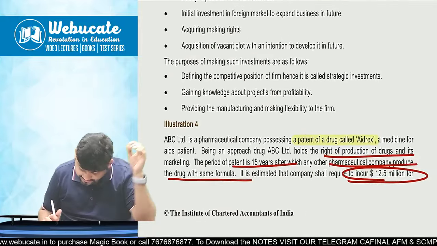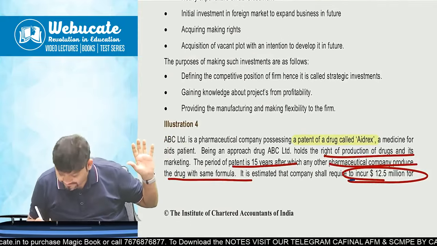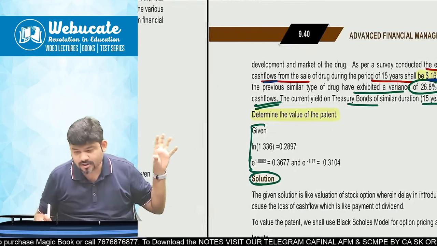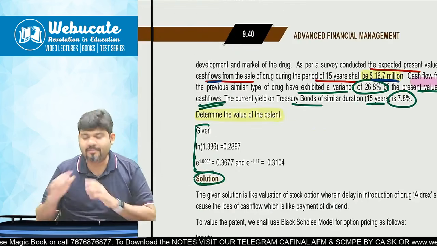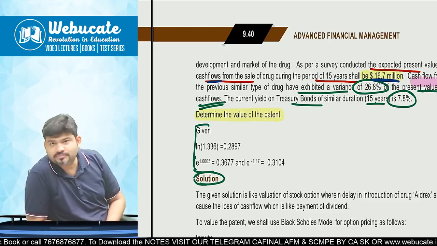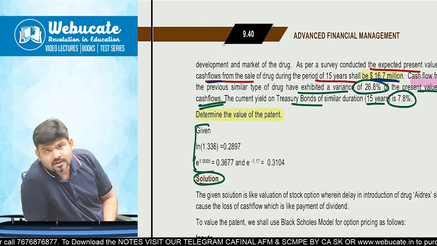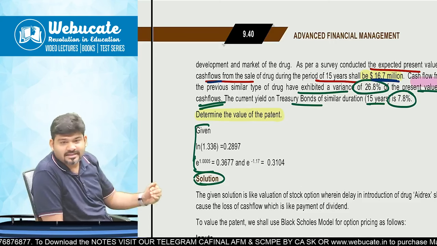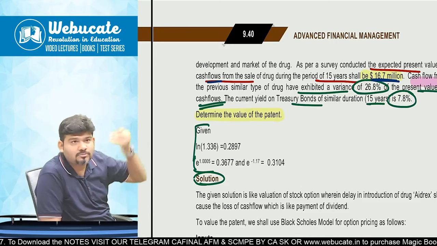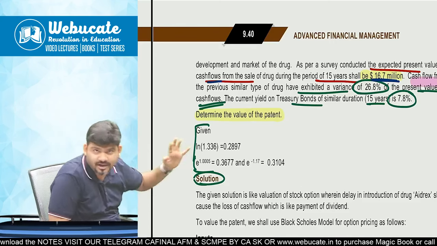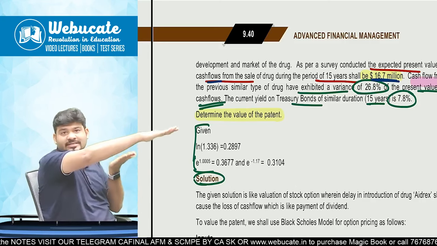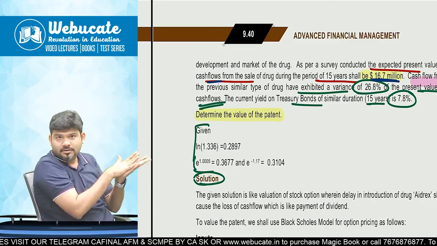If you observe this, it is estimated that the company shall be required to incur $12.5 million for development and market of the drug. Now, see, this is real option. This is like a project. What does exercise price say? Exercise price tells the amount that we are required to pay, right? If I have freeze the exercise price of 1000, I am required to pay 1000. That is my exercise price.